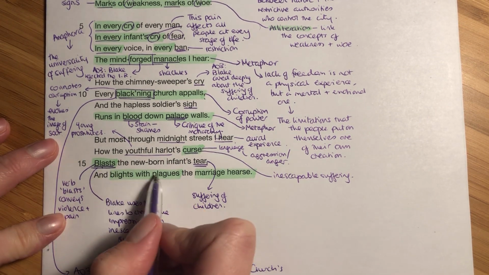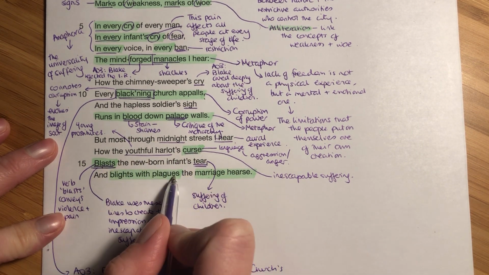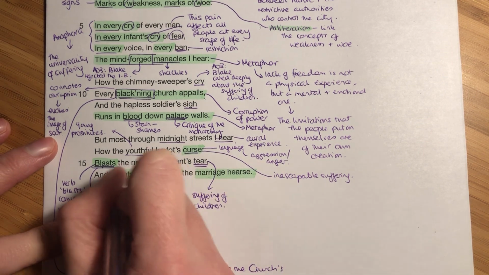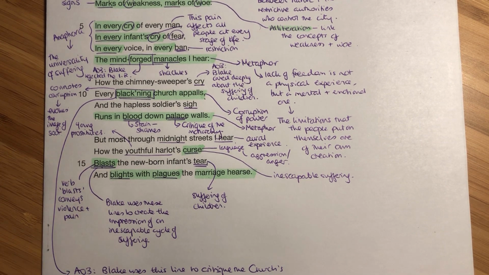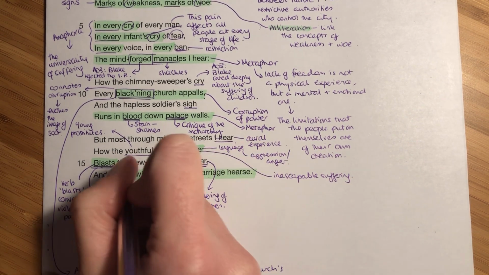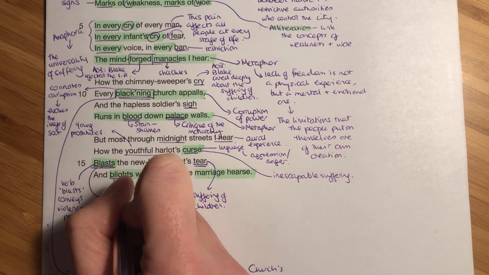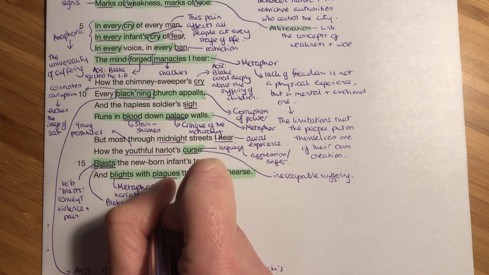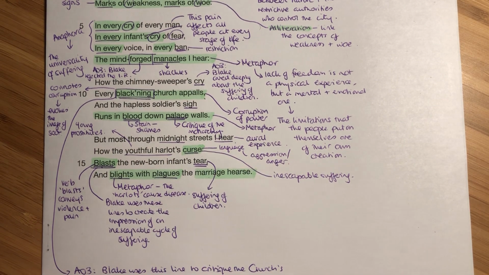He writes that this blights with plagues the marriage hearse. So the youthful harlot's curse causes plagues. Now, this language of sickness is widely recognised to be reflective of sexually transmitted disease, and it suggests that these women live lives not only of emotional suffering but physical suffering as well. They are sick and they are ill. So the youthful harlot's curse blights with plagues. So the metaphor suggests that the youthful harlots cause the spread of disease.